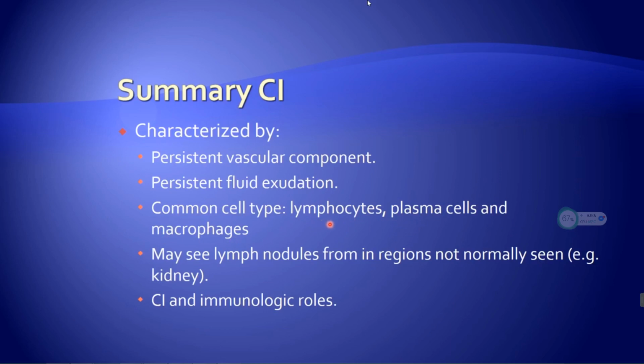And as a result, you may see lymph nodes, nodules, basically in regions where you would never normally see them. For example, in the kidney. You may see tubercles within the kidneys, depending on the etiological agent. In that particular case, it would be Mycobacterium tuberculosis. So link chronic inflammation and immunology. That's what we want you to do.